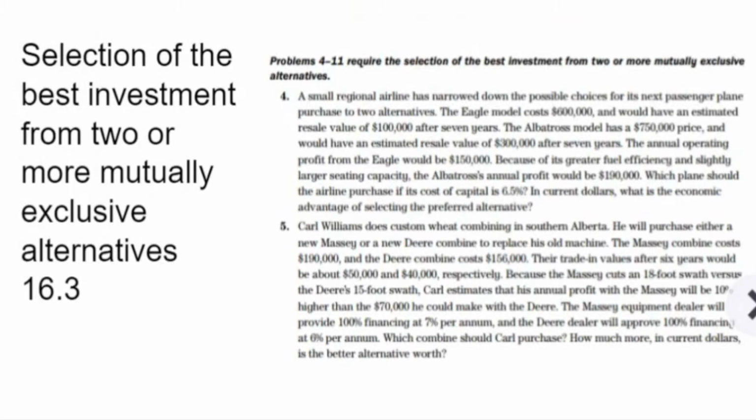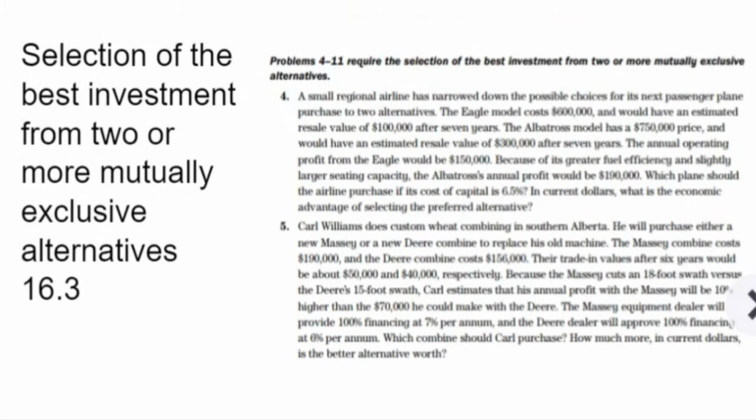The annual operating profit for the Eagle would be $150,000. Because of its greater fuel efficiency and slightly higher seating capacity, the Albatross's annual profit is $190,000. Which plane should the airline purchase if the cost of capital is 6.5% in current dollars? What is the economic advantage of selecting the preferred alternative?